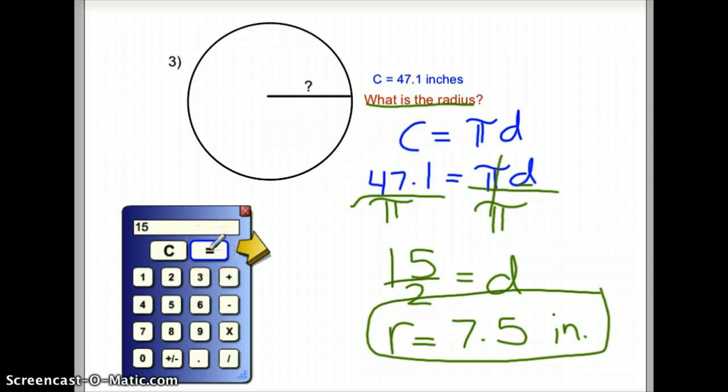So those are the 3 practice problems. Hopefully you can use your notes now to answer the practice problems.